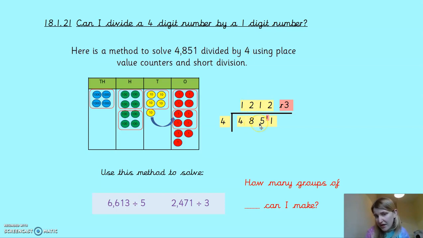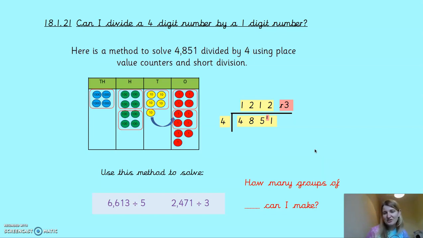How many groups of 4 can I make out of 5? I can make 1 group, and then I'm going to carry the 1 left over into the ones. How many groups of 4 can I make out of 11? I can make 2 whole groups, and I'll have remainder 3, because 2 groups of 4 is 8, and then I'd have the 3 left over from that 11.